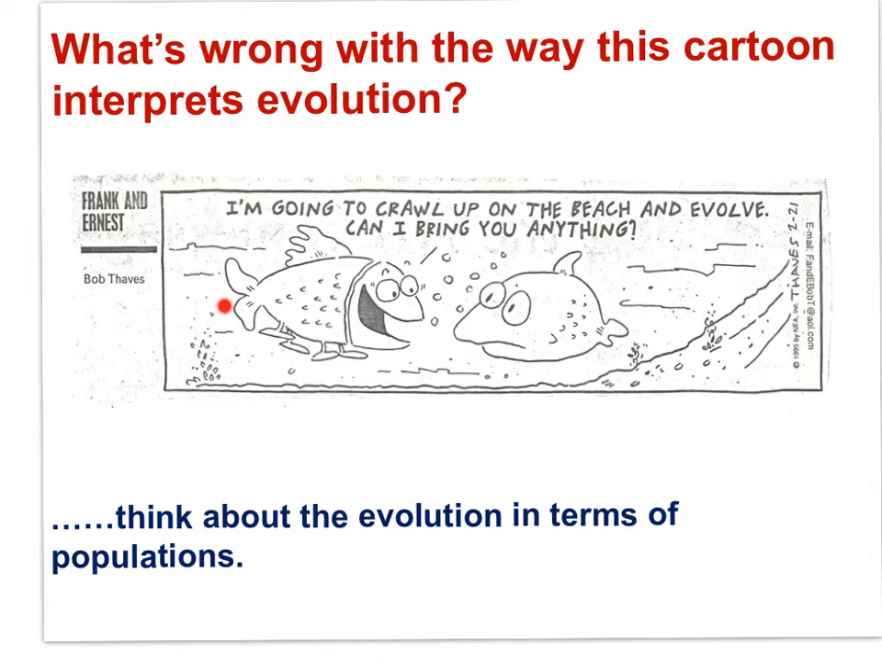This fish with legs says he's going to crawl up on the beach and evolve. And that's what's wrong. Individuals cannot evolve. Only populations evolve. A population of fish would need to change their location and allow the environment to select some to survive and reproduce at rates higher than others in order for the population to evolve.